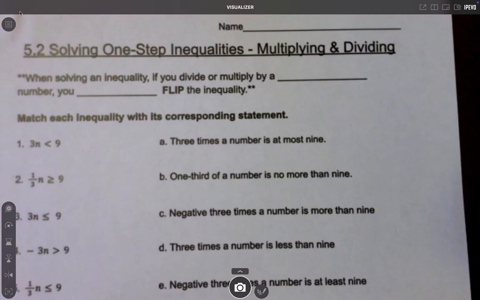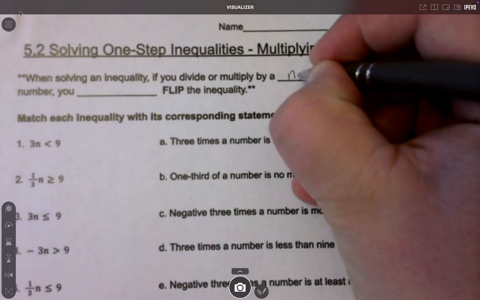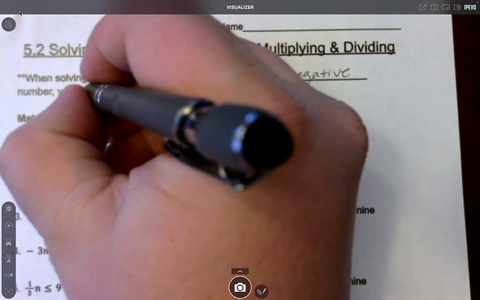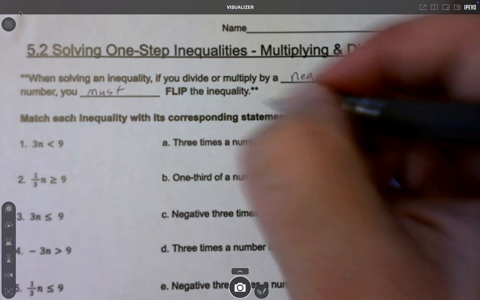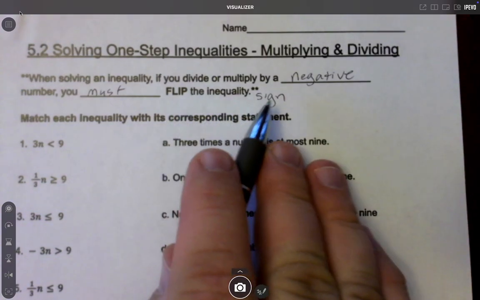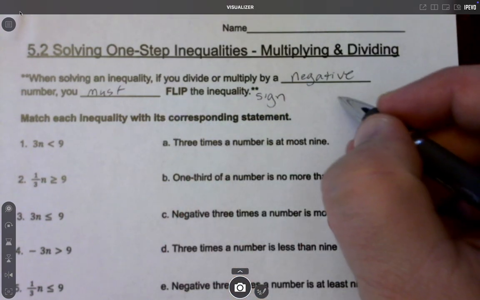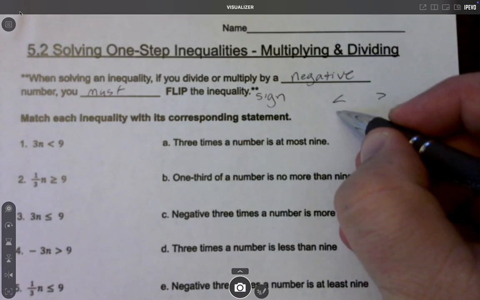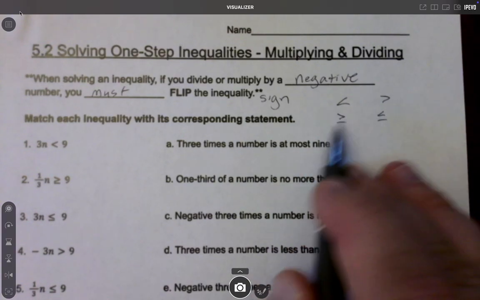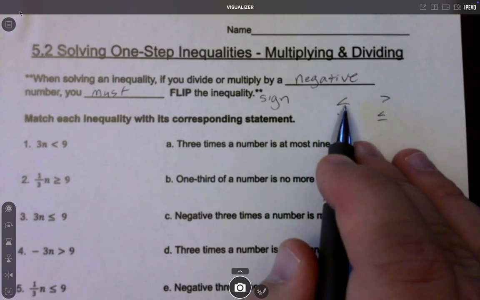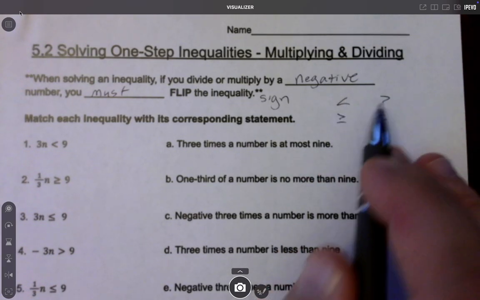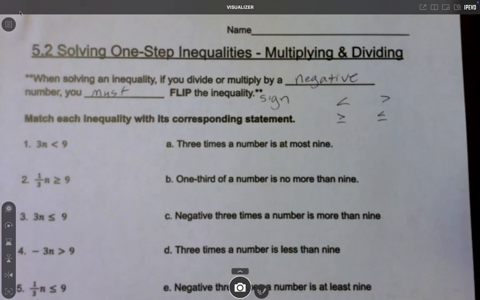When you divide or multiply by a negative number, you must flip the inequality. And I should say the inequality sign. You need to adjust that. So flip the inequality sign. In other words, if it was less than, you change it to greater than. If it was greater than or equal to, you change it to less than or equal to. So you don't change whether or not it has the underline for or equal to. If it doesn't have one, it still won't. If it does have one, it still will. But you've got to flip it from a less than to a greater than, or from a greater than to a less than.